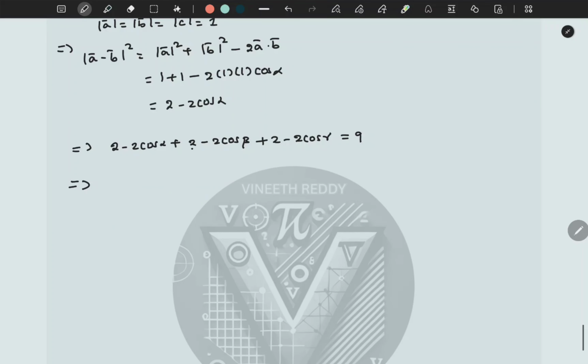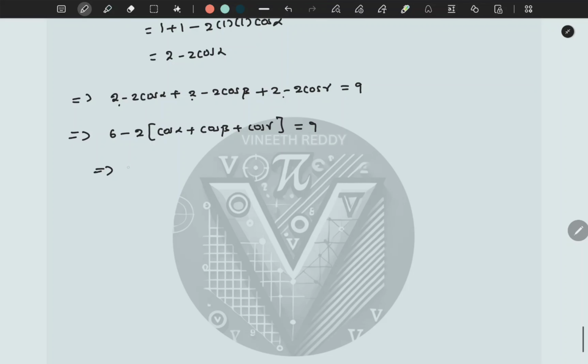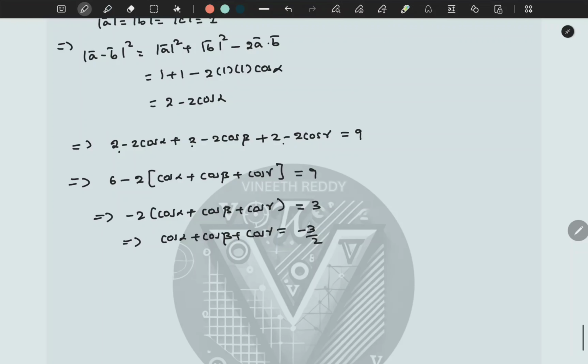So what do we get? 2 plus 2 is 4, 4 plus 2 is 6. So we get 6 minus 2 times cos alpha plus cos beta plus cos gamma is equal to 9. So if I simplify this, I get 6 minus 2 times cos alpha plus cos beta plus cos gamma is 9 minus 6, which is 3. Ultimately we get cos alpha plus cos beta plus cos gamma is equal to minus 3 by 2. I hope this is clear.